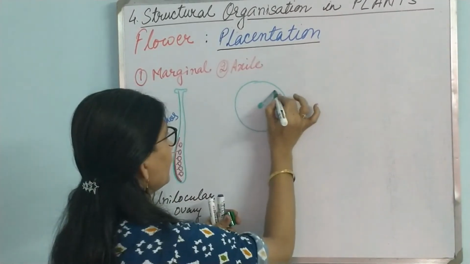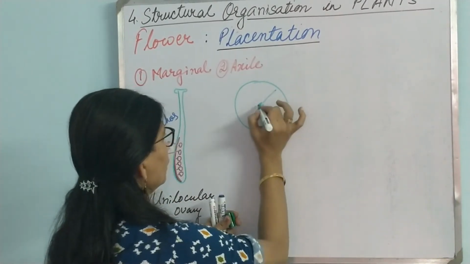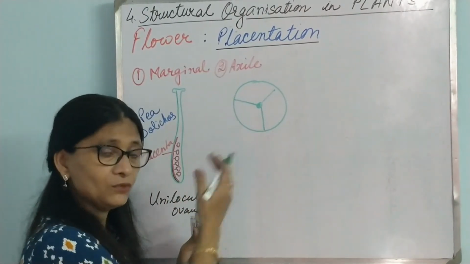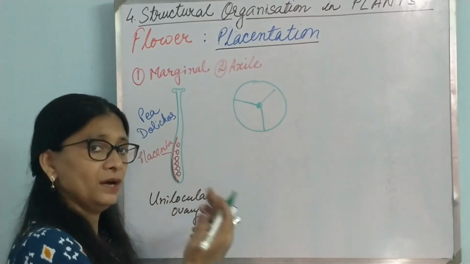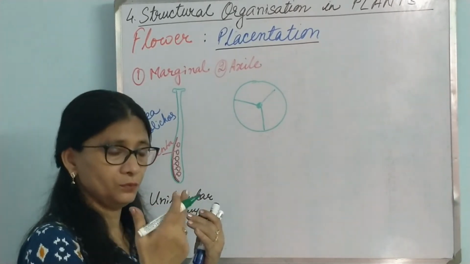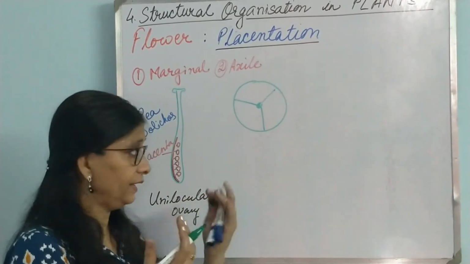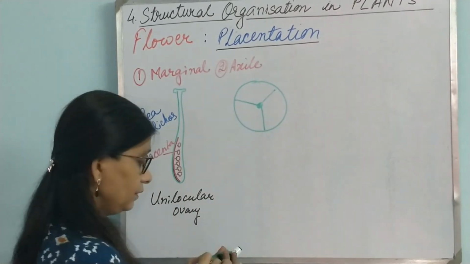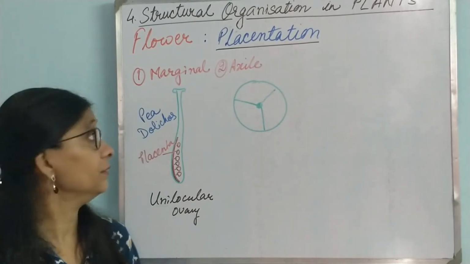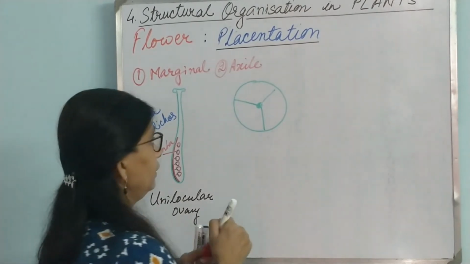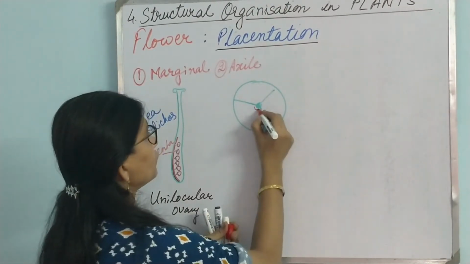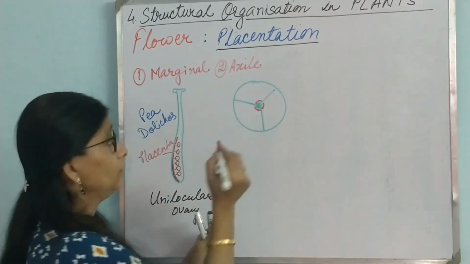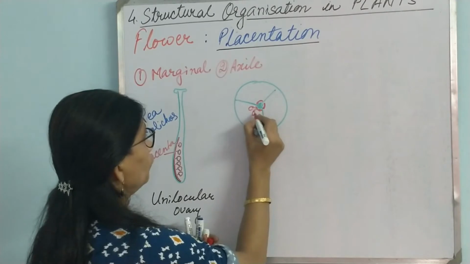So here, what is the condition seen? The ovary is multilocular. That means it is made up of more than one chamber. There are chambers in this ovary, a multilocular ovary, and since it is axile, the placenta is in this region, in the axile region, in the axis region, and here are the ovules like this.